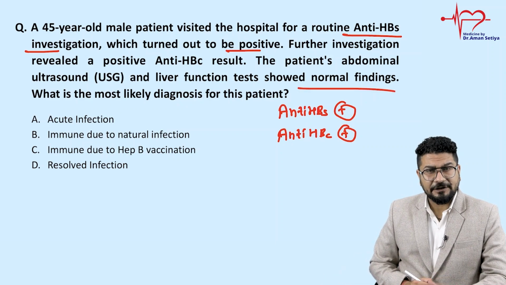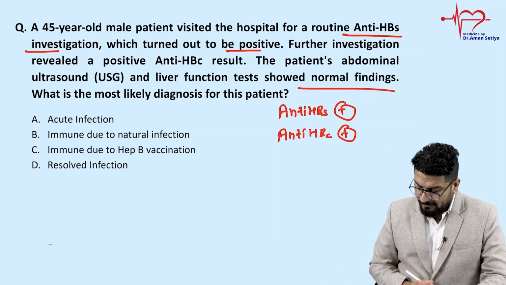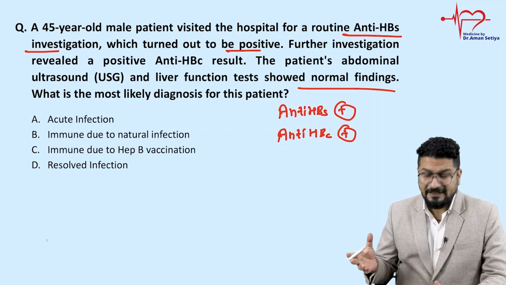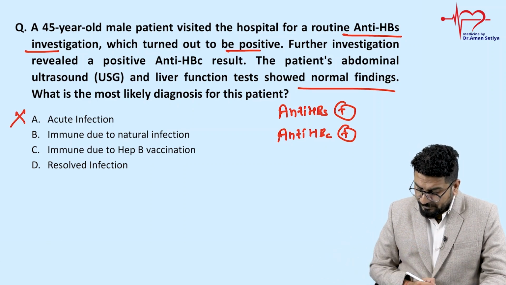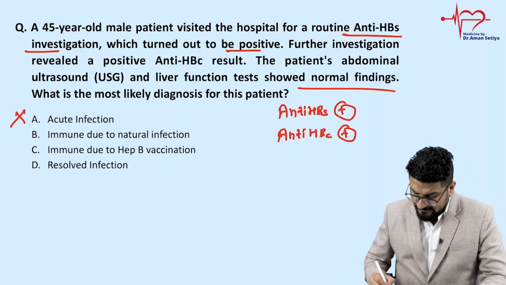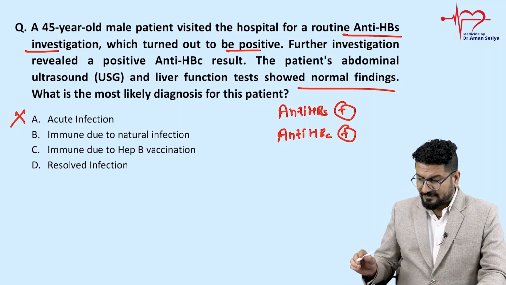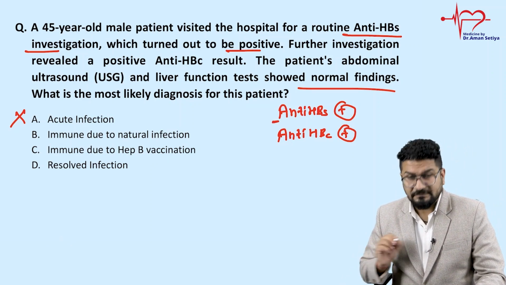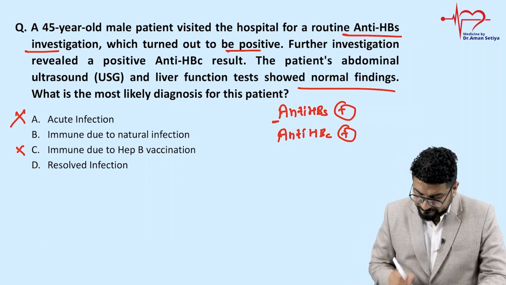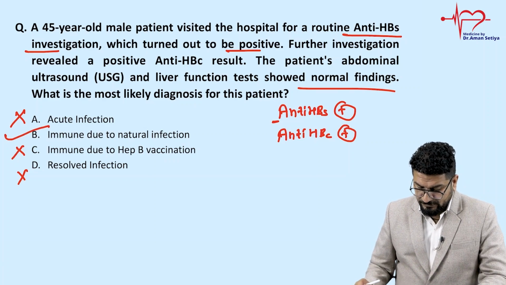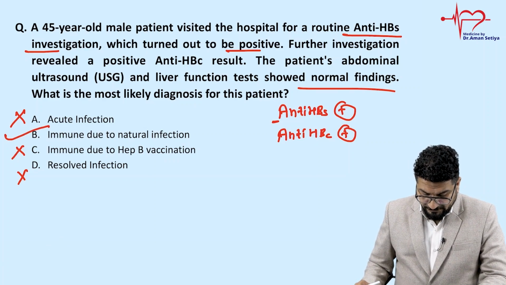What is the diagnosis? Is it acute infection? No. In acute infection, IgM should be positive, and a marker like hepatitis B surface antigen should be positive, but instead the antibody is positive. Immune due to hepatitis B vaccination? Here I can say that if vaccinated, only anti-HBS will be positive; anti-HBC will not be positive. Resolved infection? No, it is immune due to natural infection. So the answer for this question will be B, immune due to natural infection.